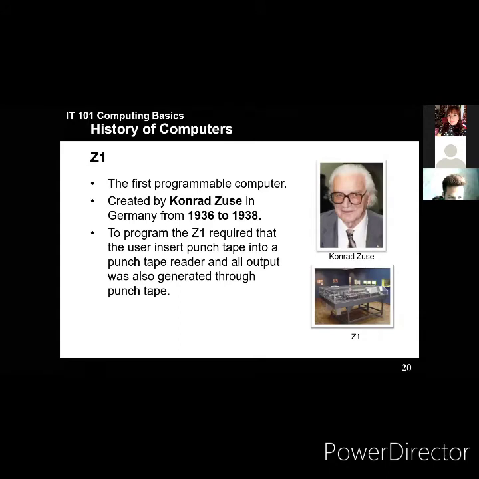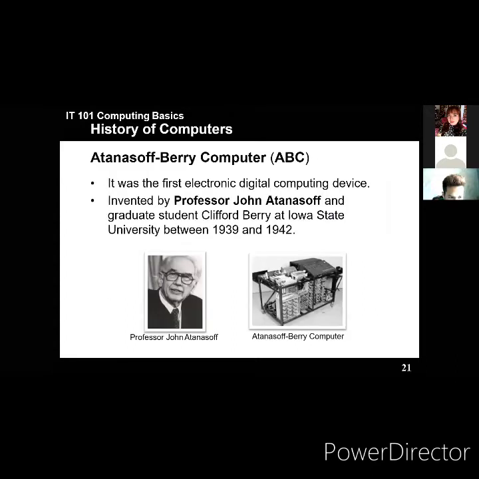Okay? Next is Z1, the first programmable computer created by Konrad Zuse in Germany from 1936 to 1938. To program the Z1 required that the user insert punch tape into a punch tape reader, and all output was also generated through punch tape. So nakakapag-record na sila through punch tape. Kasi dati wala pang recording, no? Kaya itong gawa ni Konrad Zuse, meron na po tayong punch tape.